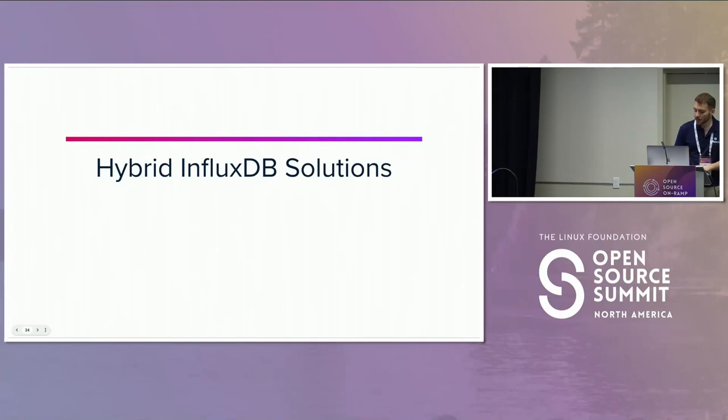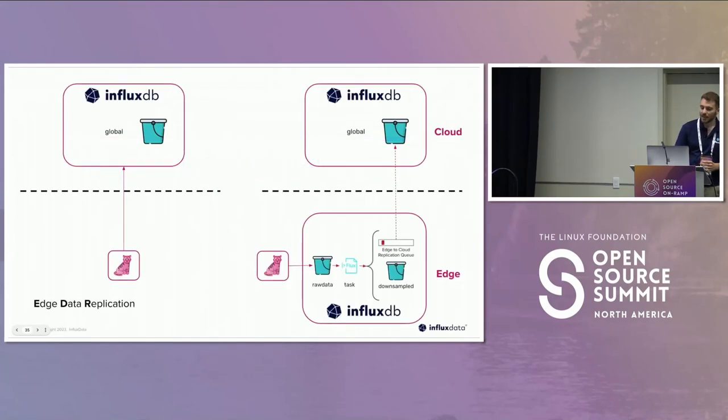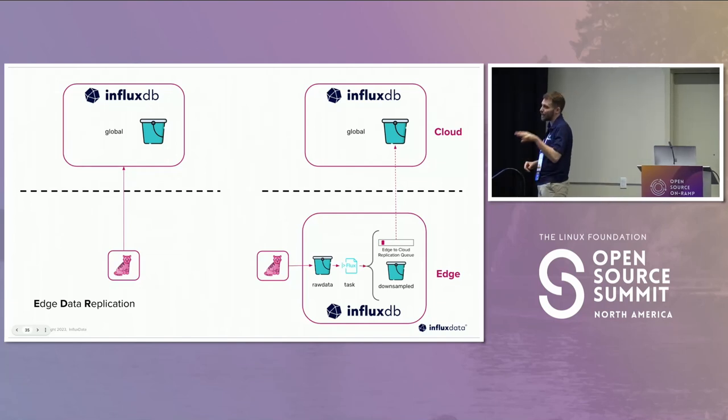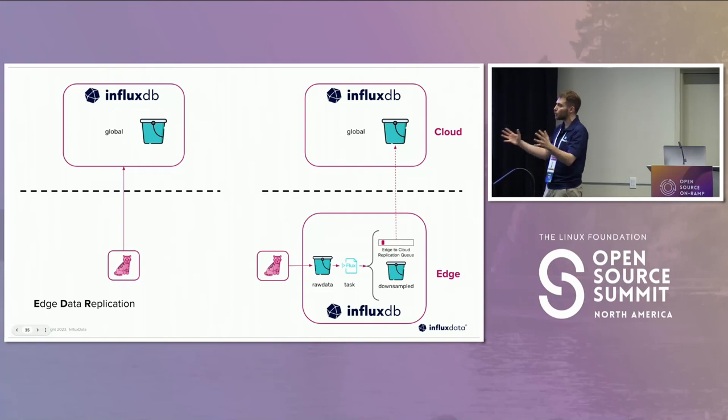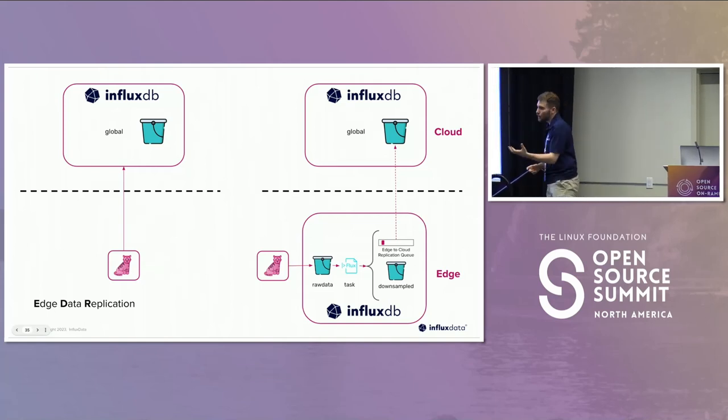So last thing to mention on InfluxDB is you can also use InfluxDB within a hybrid solution. We understand that a lot of people sometimes want to keep their database close to their source or at the edge. So you can install InfluxDB locally, say on your server. You could collect all of your raw data locally, then downsample or aggregate that data locally, and then write that data to a more global source. And this is exactly what edge data replication allows you to do.